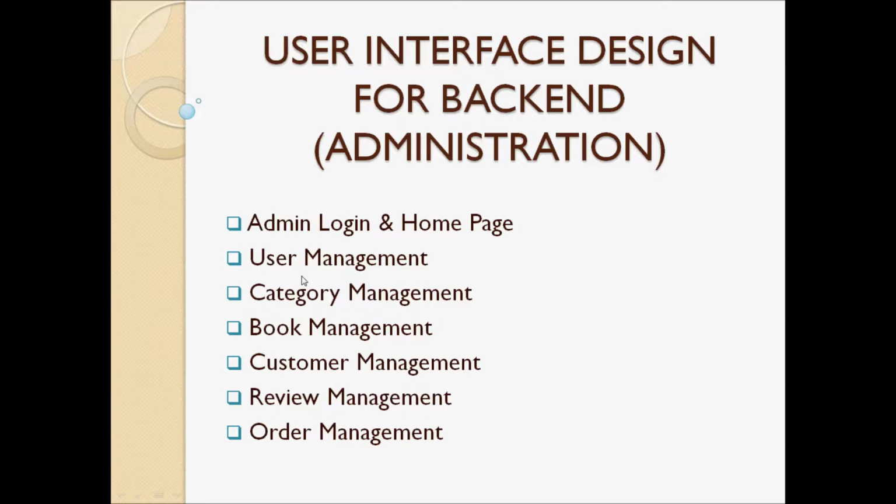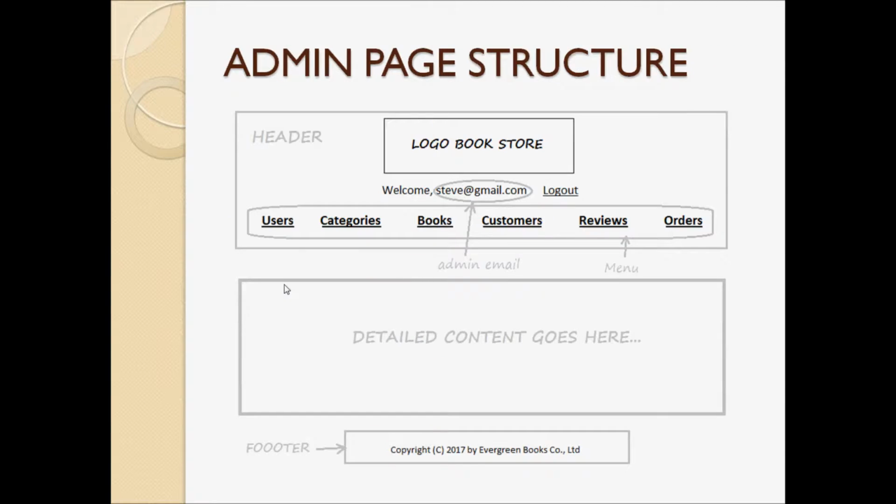Now, let's look at the user interface design for the backend. This is the admin page structure. As you can see, all the pages in the admin consist of three parts: header, detailed content, and footer. The header contains the logo for the bookstore and the menus.